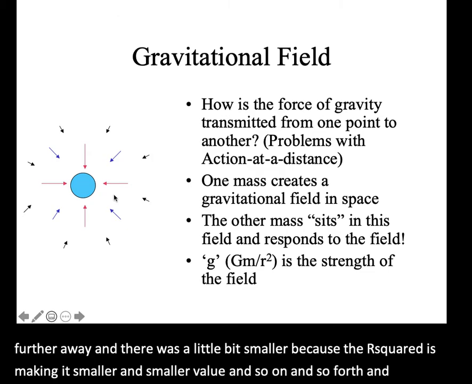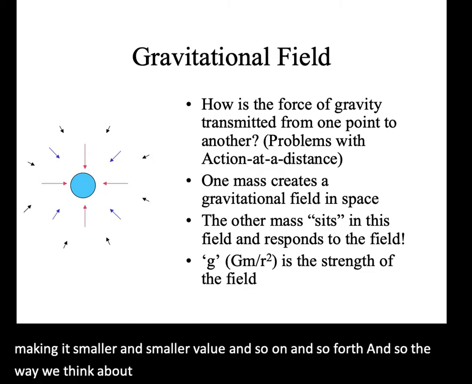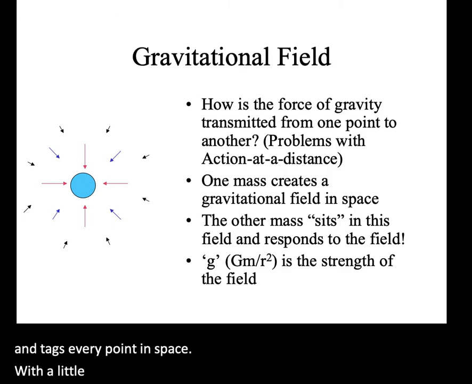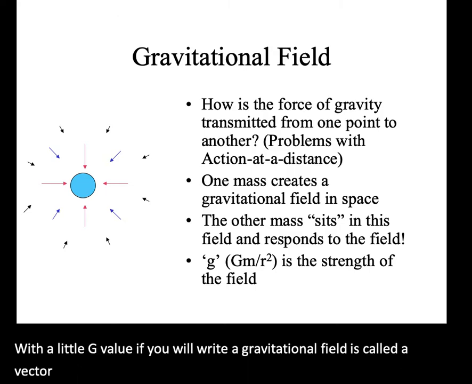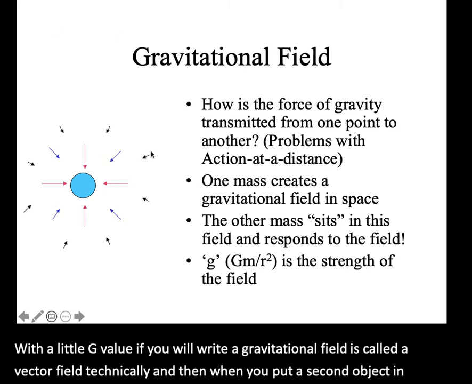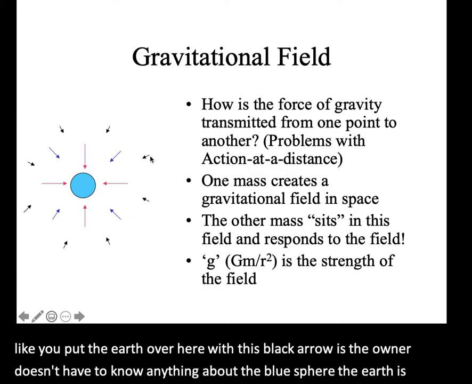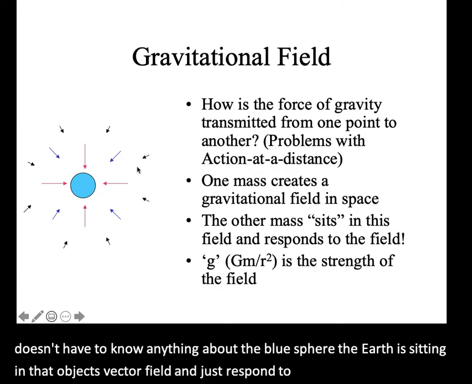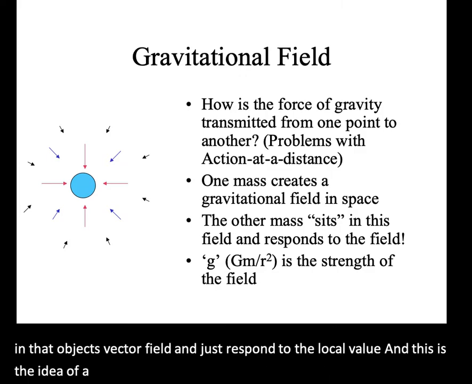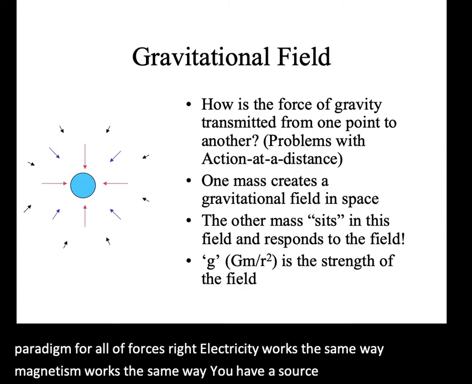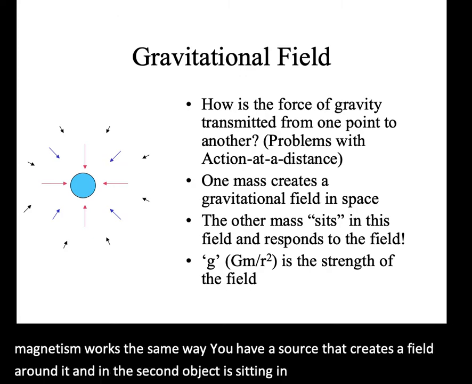The way we think about gravity interacting in a classical way is that you put a mass in the universe, and it puts out a gravitational field and tags every point in space with a little g value, if you will, right? A gravitational field is called a vector field, technically. Then when you put a second object in there, like you put the Earth over here where this black arrow is, the Earth doesn't have to know anything about the blue sphere. The Earth is sitting in that object's vector field and just responds to the local value, right? This is the idea of a field. This is the paradigm for all forces, actually. Electricity works the same way. Magnetism works the same way. You have a source that creates a field around it, and then the second object is sitting in that field and actually interacts with the field.